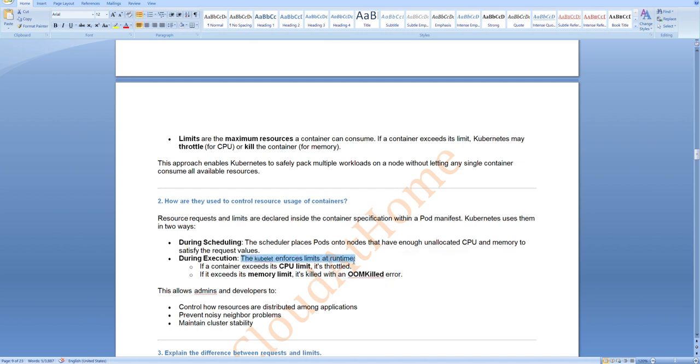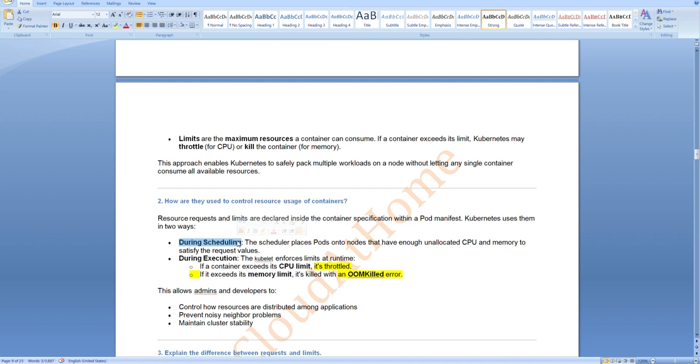Kubernetes enforces limits at runtime. At runtime, it will keep on checking. If a container exceeds the CPU limit, it will get throttled. And if the memory is exceeding, then it will be OOM killed. So basically it is very simple. What we are trying to say here is that there are two things.